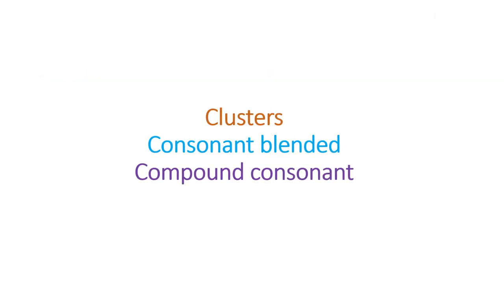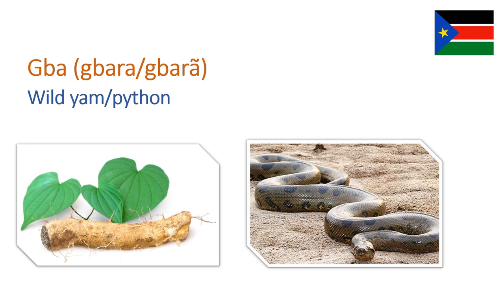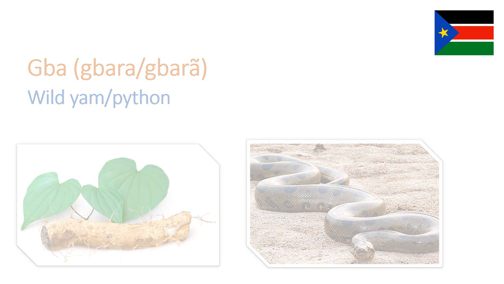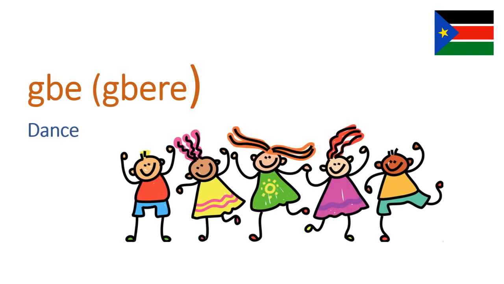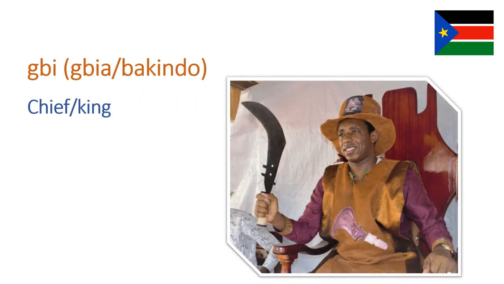Now let us see words that are made out of many consonants together. Clusters, consonant blended or compound consonants. Ba, bara, that is a wild yam, and python is bara, not bara. Be, bere, dance. Bi, bia, that is a chief. He is our king. Gani bakindo, our king.